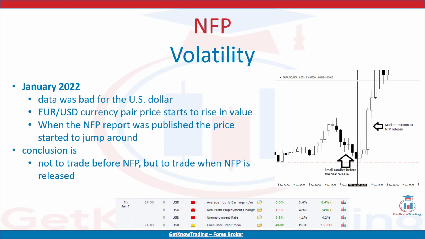And if someone opened a sell order in the Friday morning, he would start losing money immediately because the price started to rise slowly. When the NFP report was published, the price started to jump around, which is visible as a candle with open and close price almost at the same price, but with large wicks. After that, the price continued to move upwards as a result of bad NFP data.